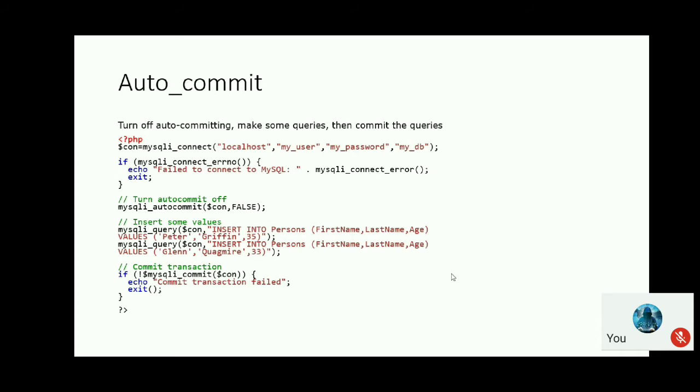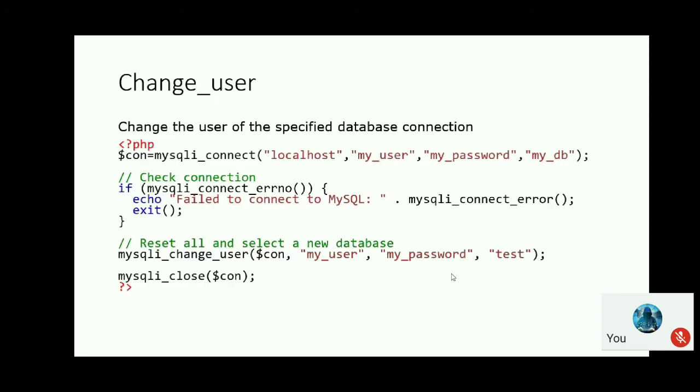So auto commit actually deactivates automatic commitment, and you can just commit at the end of all the transactions. So this is for saving time. To avoid a time consuming process, you can use this MySQL auto commit here. You can deactivate it. So the third one is how to use change user here.